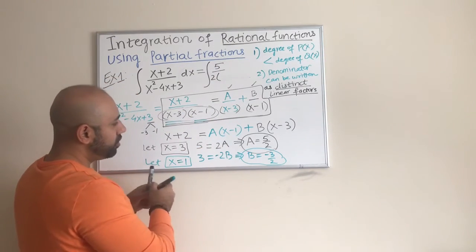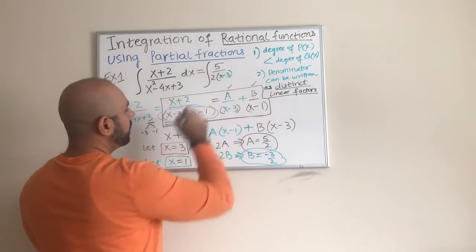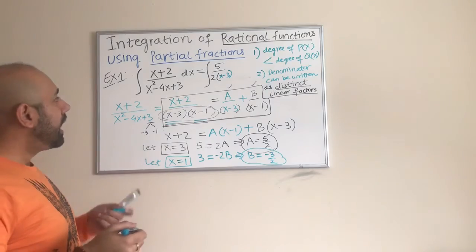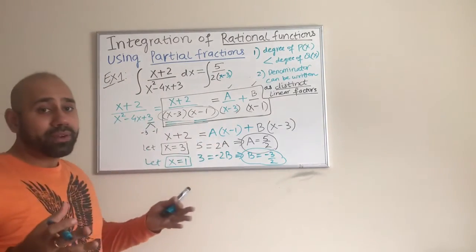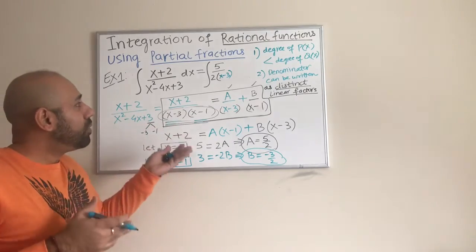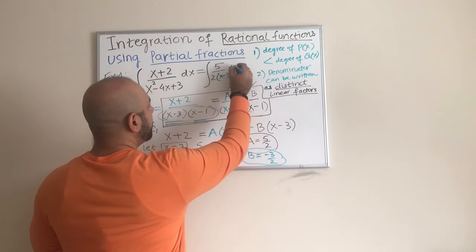Guys, keep in mind that 2 can be written with just x minus 3. Okay, please don't get confused with that. I could have just written 5 halves and then divided by x minus 3. But if I simplify that, it would simply be 5 over 2 times x minus 3. And then I will put a dx with it.